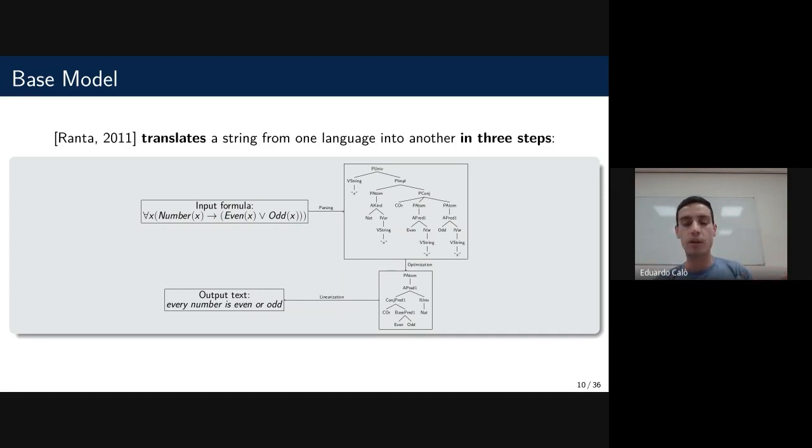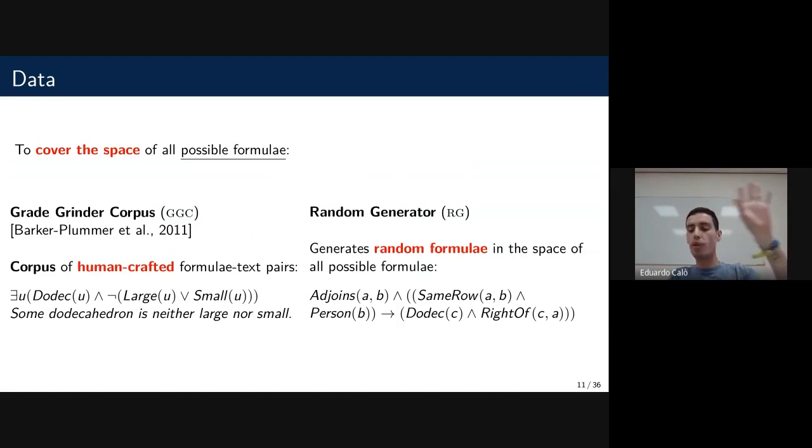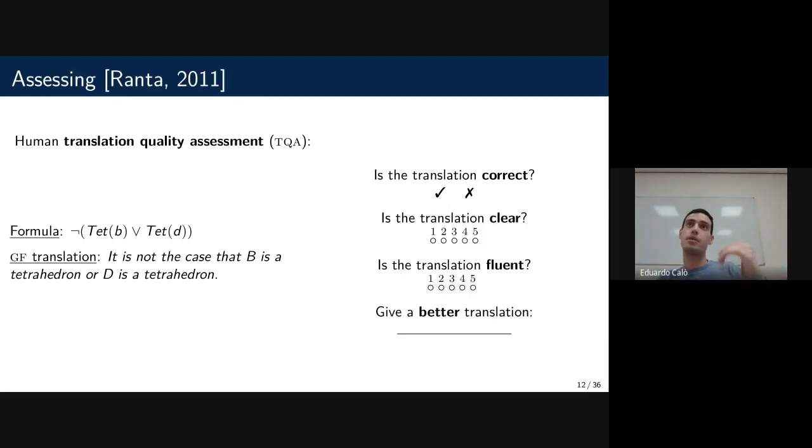But there is no attempt at any evaluation of this system whatsoever in the original paper. So what we did was we took some data, both manually crafted, so a parallel corpus with formulas and text, and formulas which are randomly generated to cover all the possible space of formulas. So both easy, both difficult, long, short, to see how this model actually performs with a large variety of formulas. So how did we assess this system? We asked human evaluators to assess faithfulness, understandability, comprehensibility, and fluency. And most importantly, we asked them, given a formula and the translation from the Ranta system, to give a better translation.